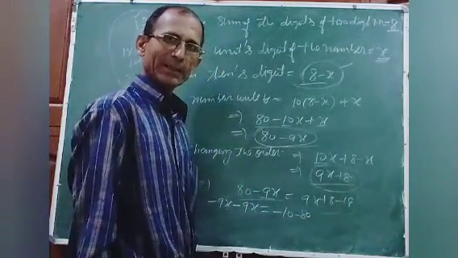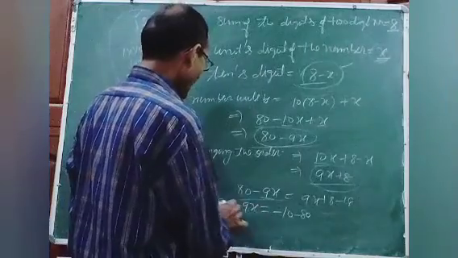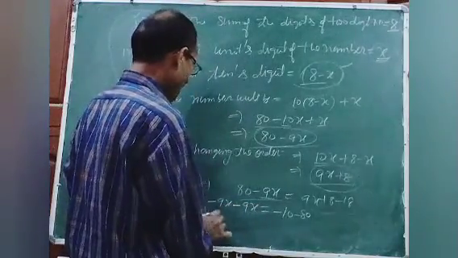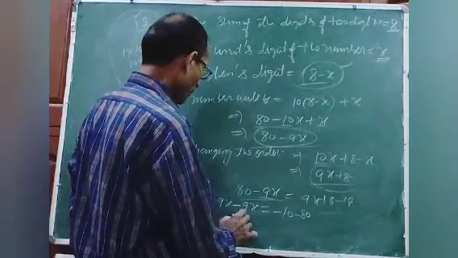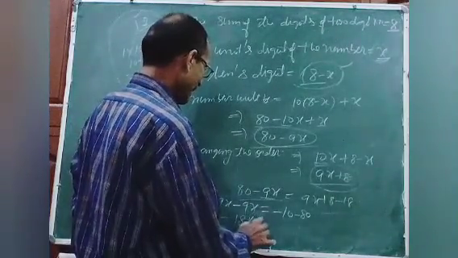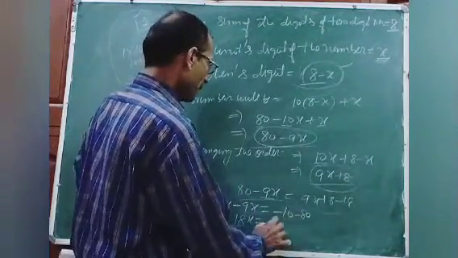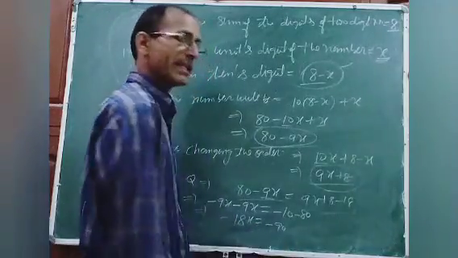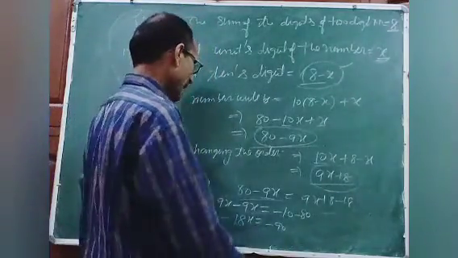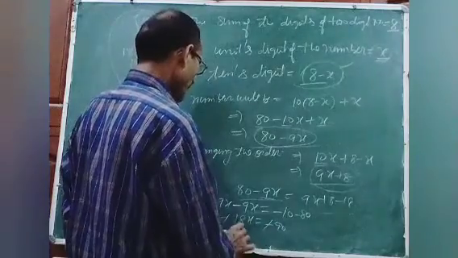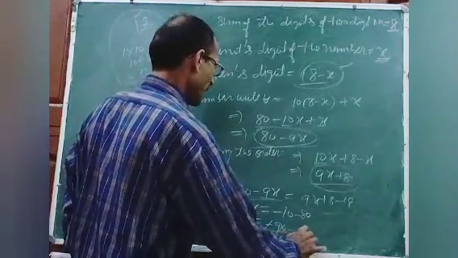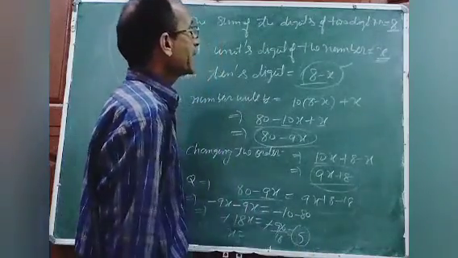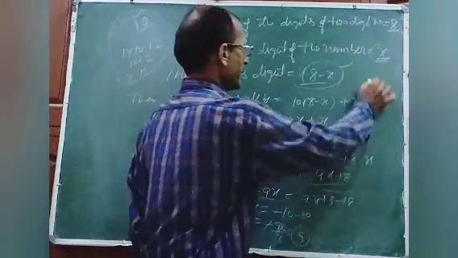Is this also clear? Okay. Now minus 9x, both are minus. Add them and sign also will be minus. So minus 18x equals minus 90. Minus 10 and minus 80 becomes minus 90. Minus cancels minus. x will be 90 by 18. It means 5. So units digit is 5.